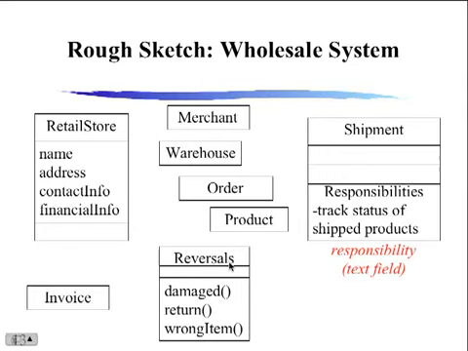And reversals, those would be returns. Well, we're going to have damaged goods, return, wrong item. Shipment's going to have this stuff. And the responsibilities could be tracking status of shipment. So we could put responsibilities in here. We could put method calls in here. It doesn't necessarily have to show up in this particular form, which is what this slide is pretty much showing us. But it's interesting that they've added another box to here.